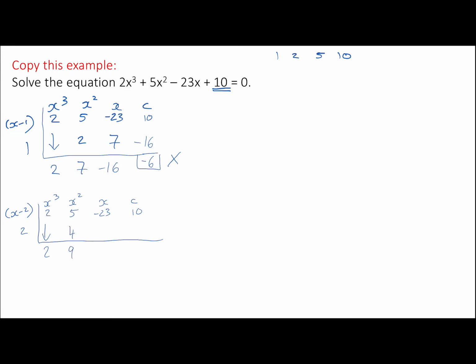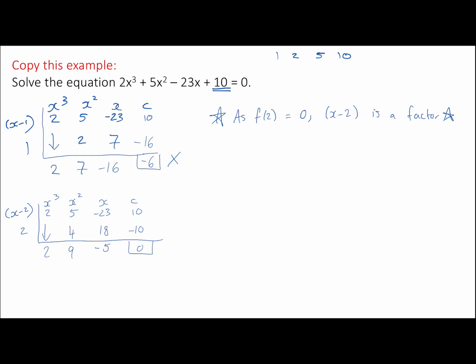So we've got 2x cubed, 5x squared, negative 23x's and 10 is our constant. This time I'm going to try 2, which would correspond to a factor of x minus 2. So I drop that down and multiply and add and multiply and then add. Here I'll get negative 5. If I multiply I get negative 10 and this one's worked.